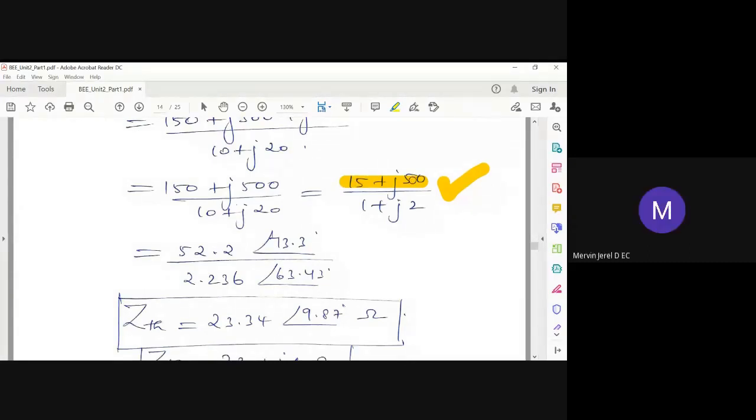Sir, can we use calculator to find the tan inverse angle, sir? Yeah, you have to use the calculator only. Okay, sir. Thank you, sir. You have to use the calculator only. We don't know the answer for tan inverse 50 by 15, right? So definitely you have to use the calculator only.